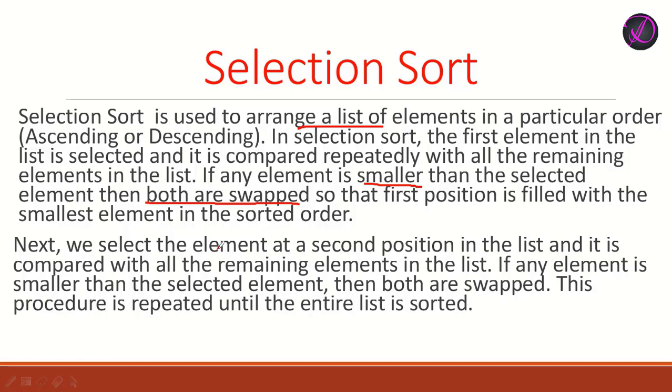As you see here, after the first element we select the element at the second position and then compare it with other elements. If an element is smaller than the selected element, then both are swapped. This procedure is repeated again and again to sort a list.